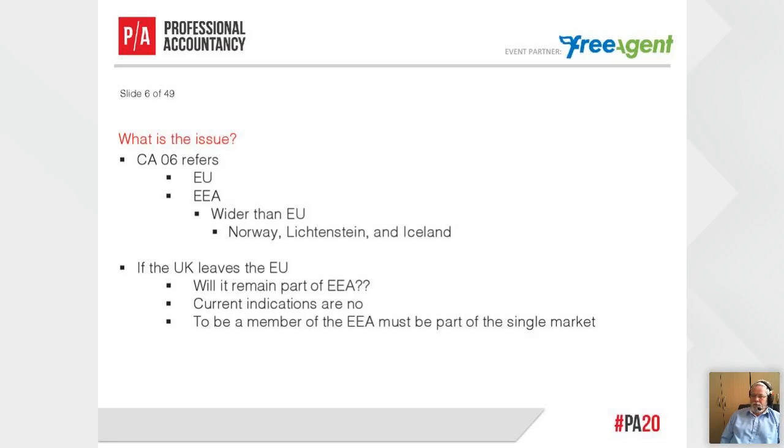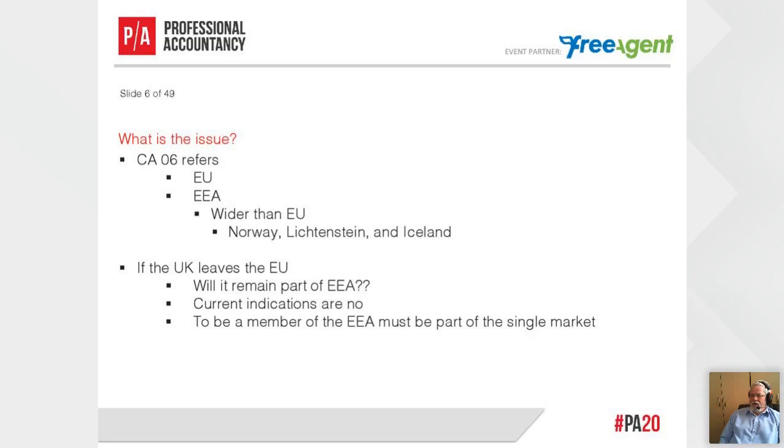So just to remind you what the difference is here, the EEA is wider than the European Union. It does include Norway, Liechtenstein, and Iceland. So I suppose that raises the question: are we leaving the EU and remaining part of the EEA, or are we effectively leaving both?